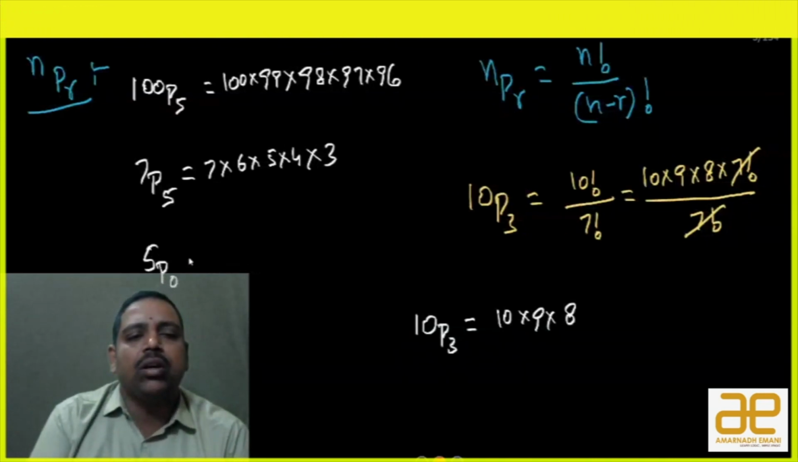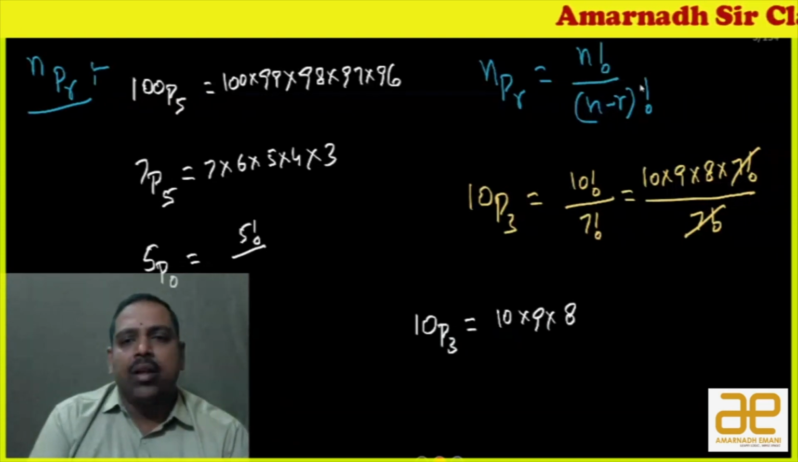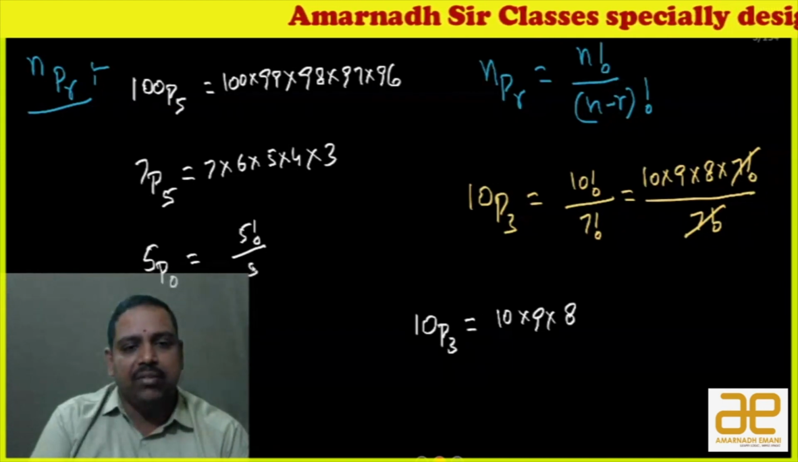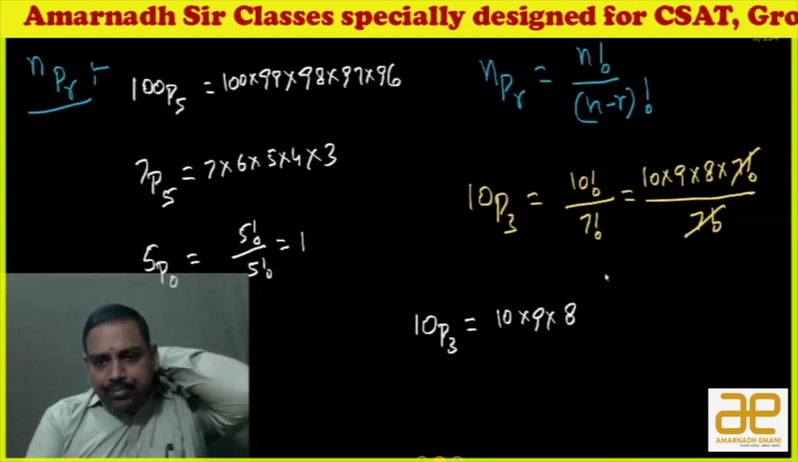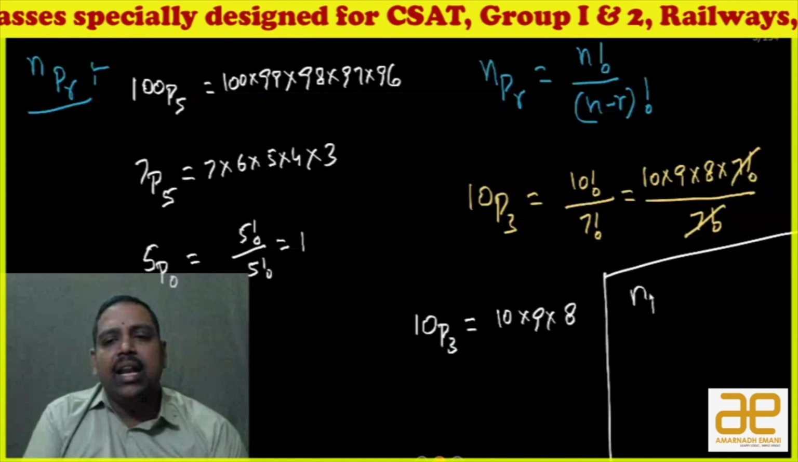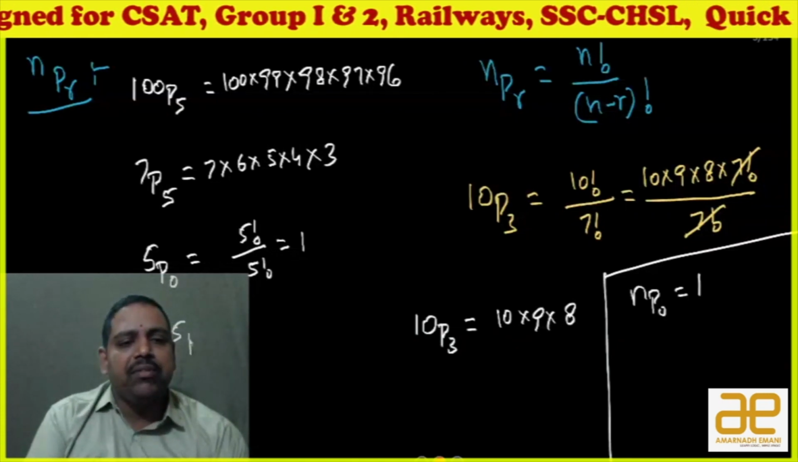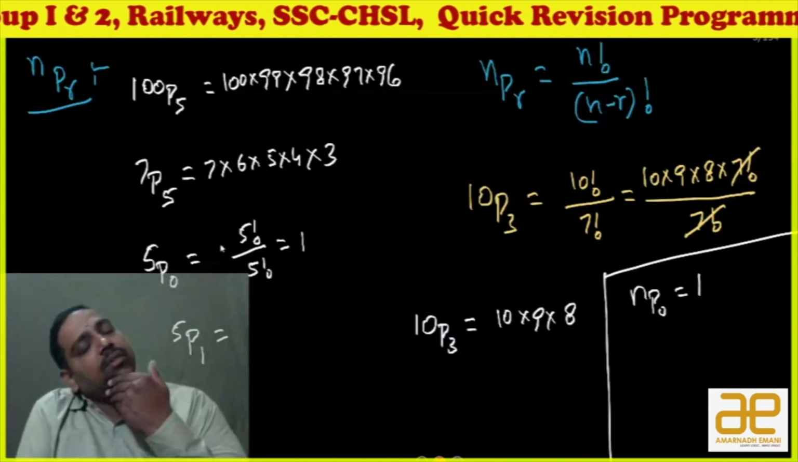at some place if he is asking for 5P0, then go with the formula n factorial by (n minus r) factorial, right? So 5 minus 0. 5 minus 0 is again 5. 5 factorial by 5 factorial is equal to 1. So moral of the story, whatever I'm writing here, you should memorize. nP0 is equal to 1.